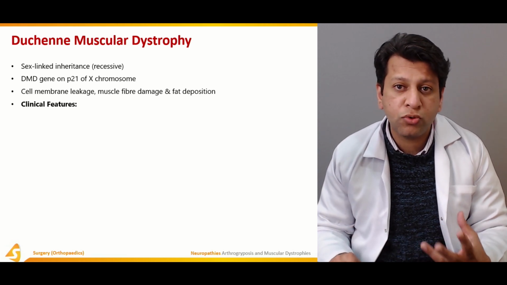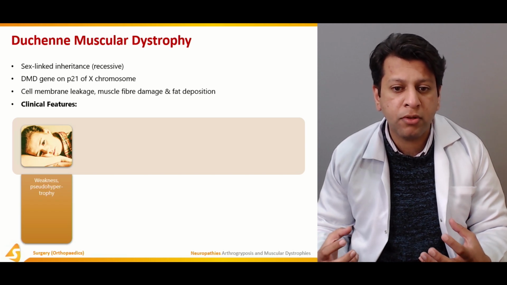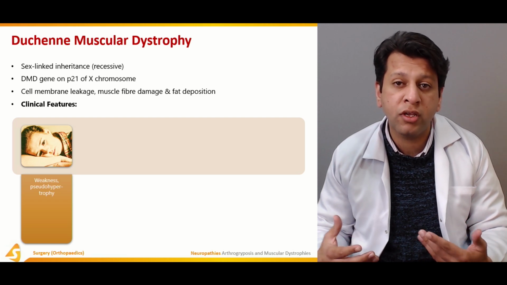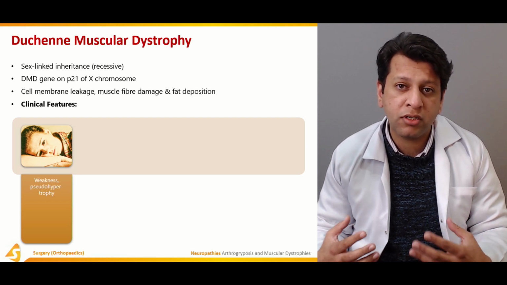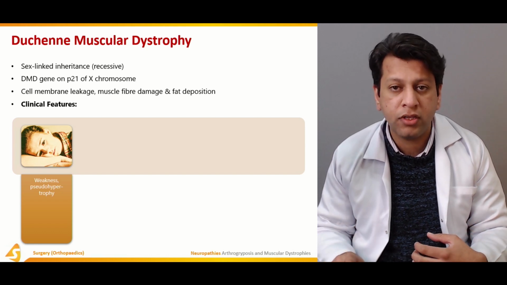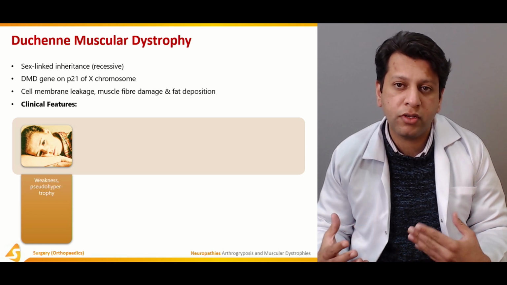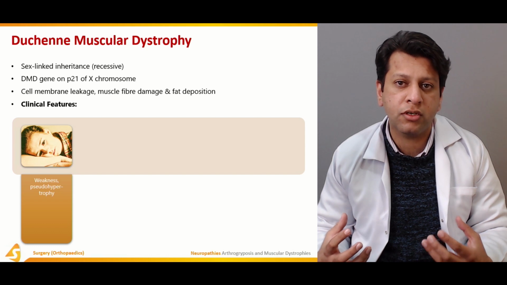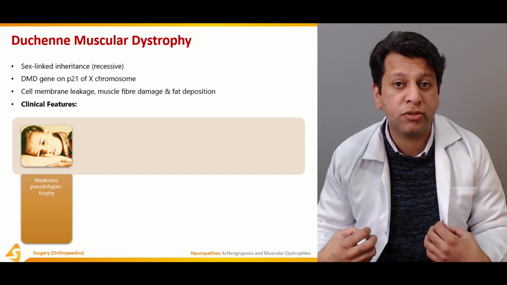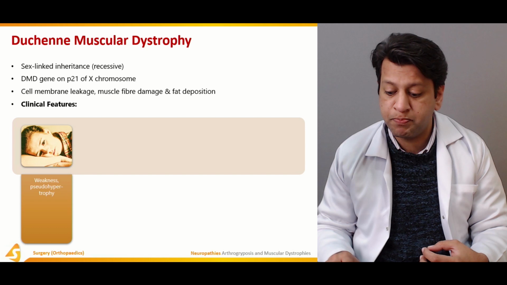Clinical features: the muscles are poorly developed, there is weakness, and there is pseudohypertrophy of the muscle. Why is it called pseudohypertrophy? Because the muscle bulk is actually less, but it is replaced by fatty infiltration. If we observe the calf muscles of these children, they are usually bulky, but if you touch them, they are very soft because they are mostly fat, and the actual muscle bulk is very little.